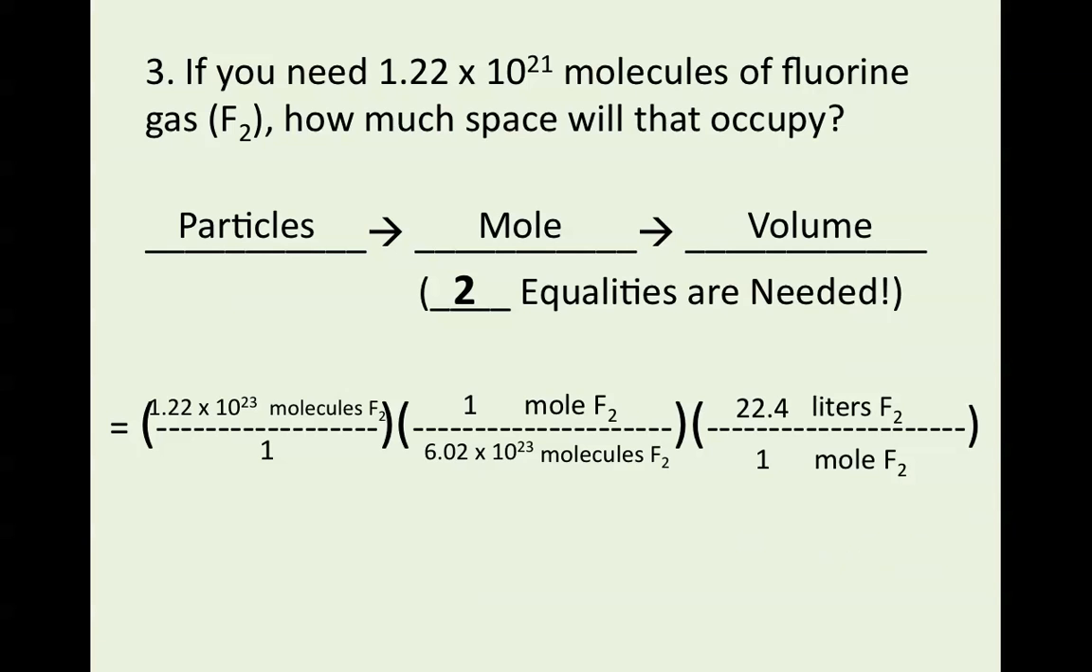All right, we can then cancel out our repeating units, which gets rid of the molecules in the numerator and denominator and moles in the numerator and denominator. So we're left with our target unit of liters of fluorine. We then multiply across the top and divide by the 6.02 times 10 to the 23rd, and our answer is 0.05 liters of fluorine will be occupied when we have 1.22 times 10 to the 21st molecules of fluorine present.